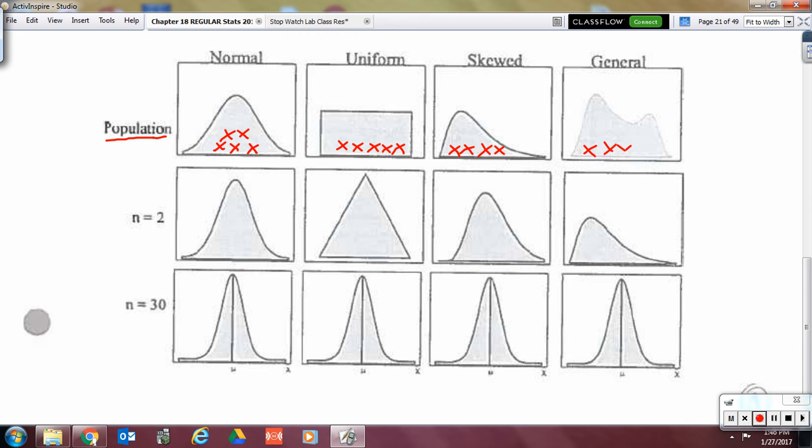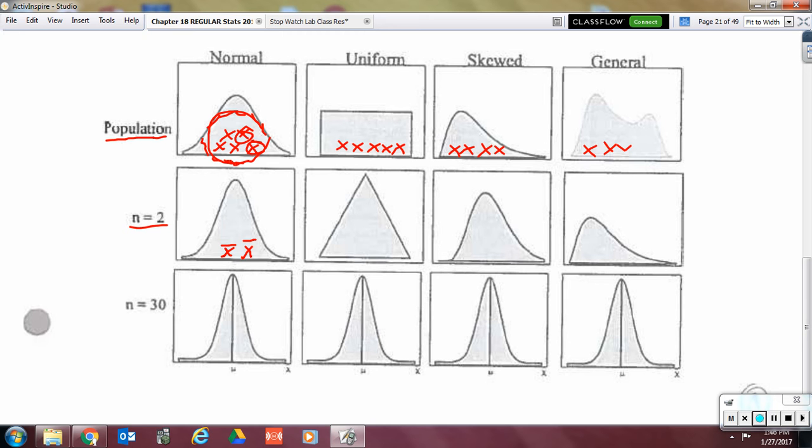Now look at this second line. It says n equals 2. What does that mean I'm going to be dropping down? X bars. And that X bar will be made up of what? An average of how many items? 2 items. So I'm going to randomly select 2 items, average it, and put it right there. Randomly select another 2 items, average it, and drop it down. Okay, and so on.